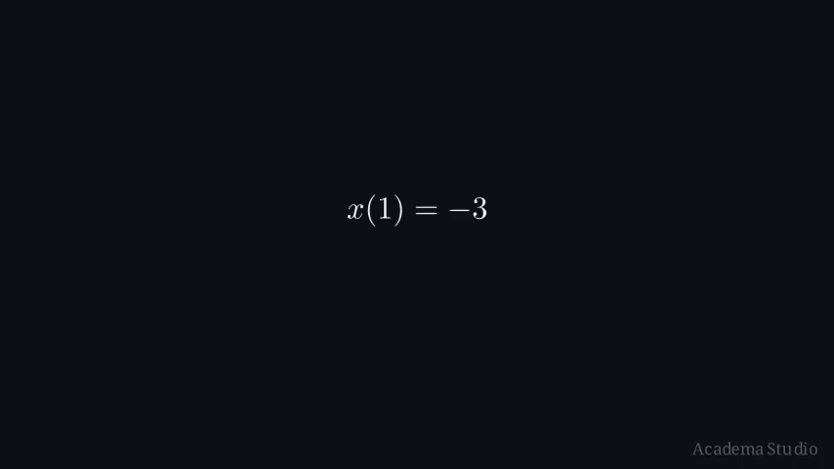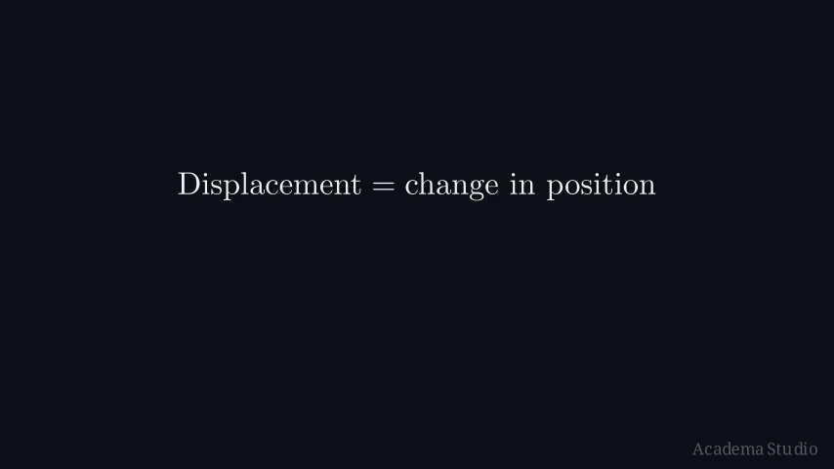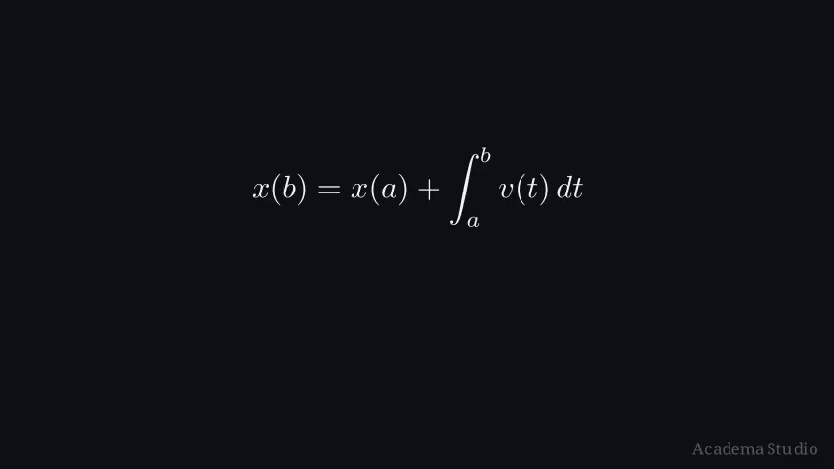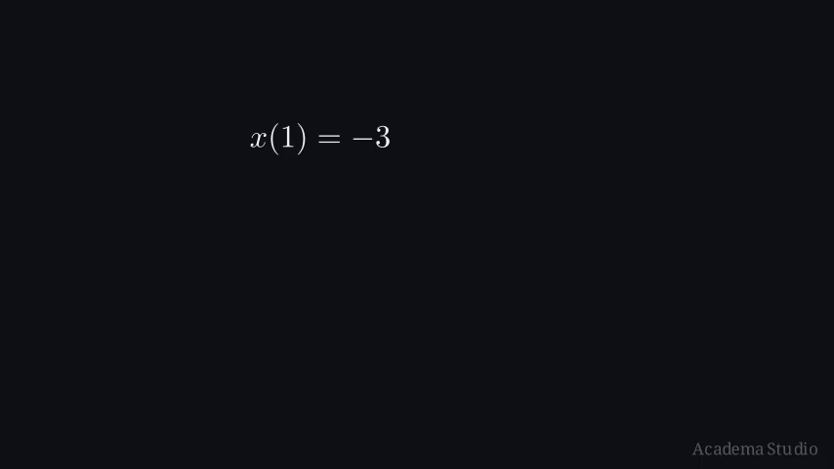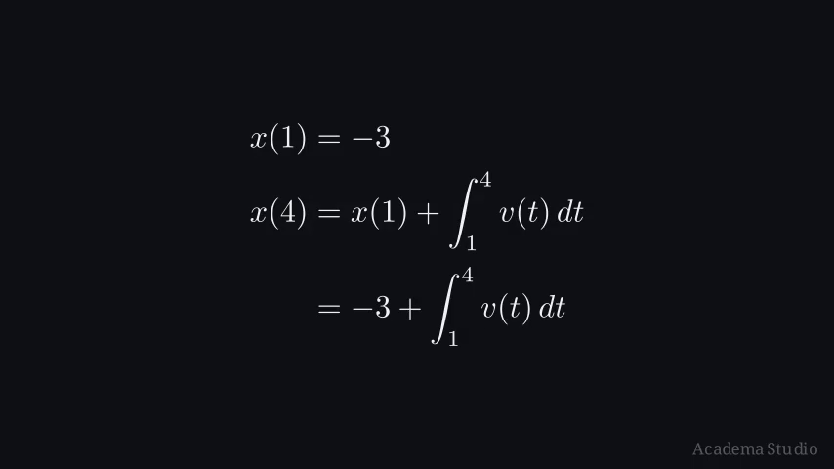x(1) equals negative 3. Find x(4). Displacement equals change in position. The integral from a to b of v(t) dt equals x(b) minus x(a). So x(b) equals x(a) plus the integral from a to b of v(t) dt. x(4) equals x(1) plus the integral from 1 to 4 of v(t) dt. We substitute the given initial position, negative 3: x(4) equals negative 3 plus the integral from 1 to 4 of v(t) dt.